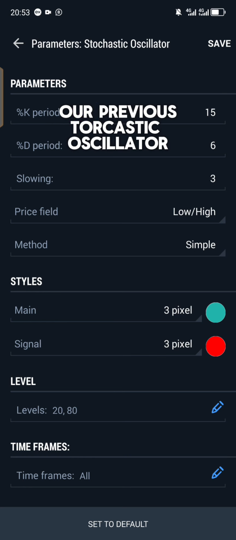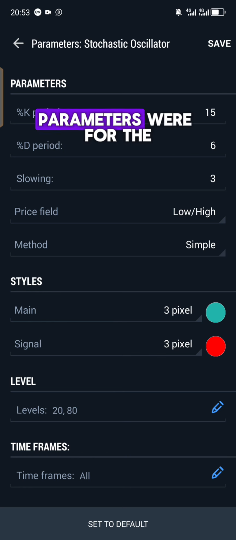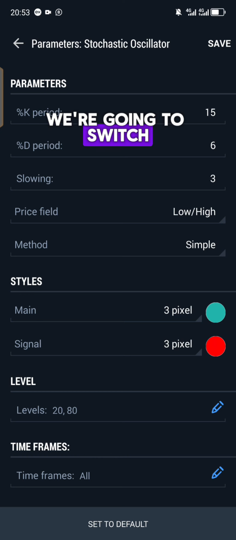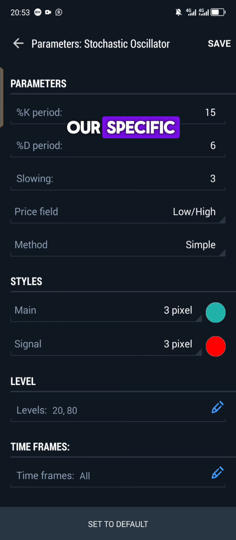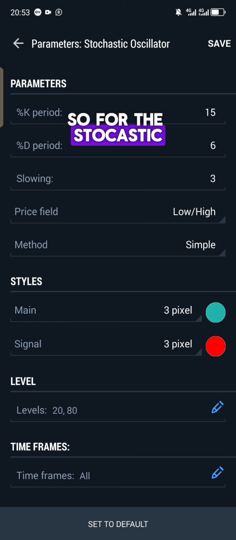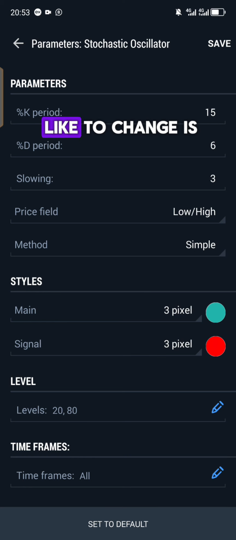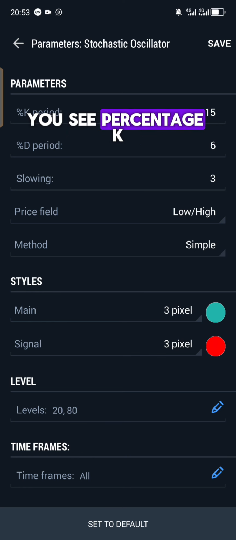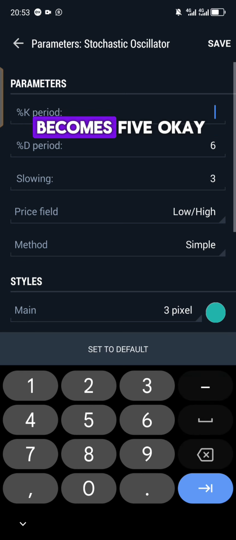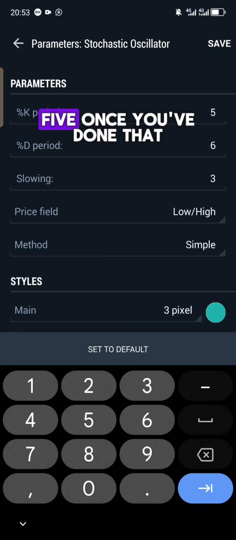As you can see, our previous stochastic oscillator parameters were for the other strategy, the beta matrix strategy, but this time around we are going to switch the settings so that they fit our specific stochastic divergence strategy. For the stochastic divergence strategy, the first thing you'd like to change is the K period. You see percentage K period here? This is what you change. We change the 15 and it becomes 5, okay? Change the 15 to 5.